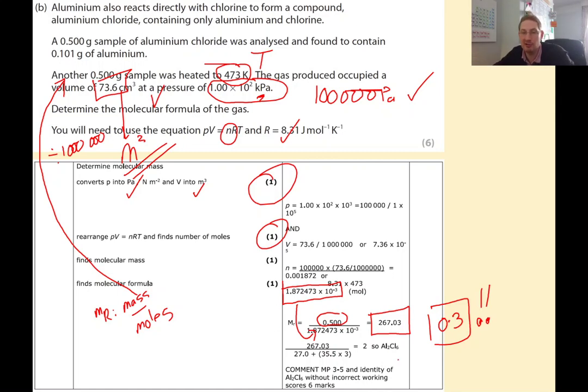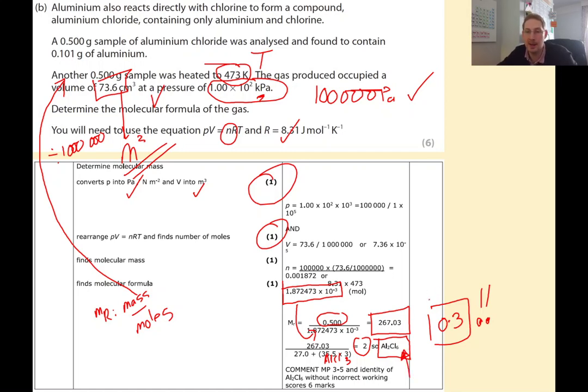Second thing, if you've already worked out AlCl3 is the empirical formula mass, it's quite easy to realise that if you divide that number by the mass of AlCl3, it gives you 2, so the formula must be Al2Cl6.